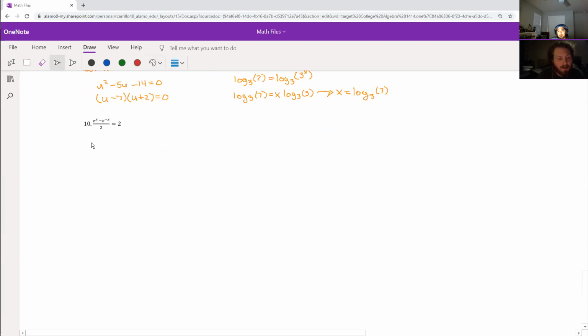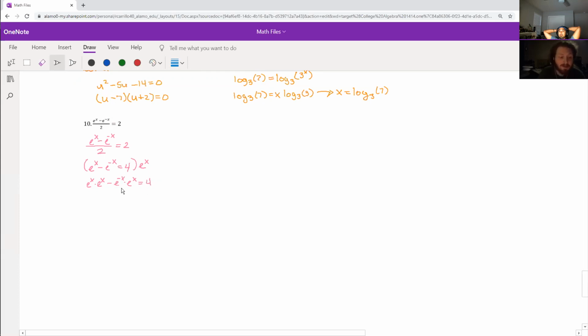I'm going to do it in pink. Okay. So we're going to start over here. E to the x minus e to the negative x divided by 2 equals 2. I'm going to start by multiplying the 2 over to the other side. So we get e to the x minus e to the negative x equals 4. Multiply everything by e to the x. We will get e to the x times e to the x minus e to the negative x times e to the x equals 4 times e to the x.